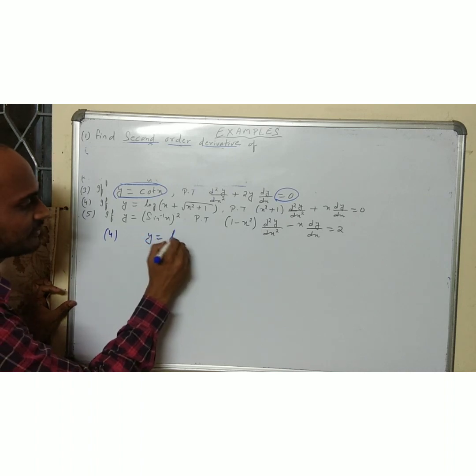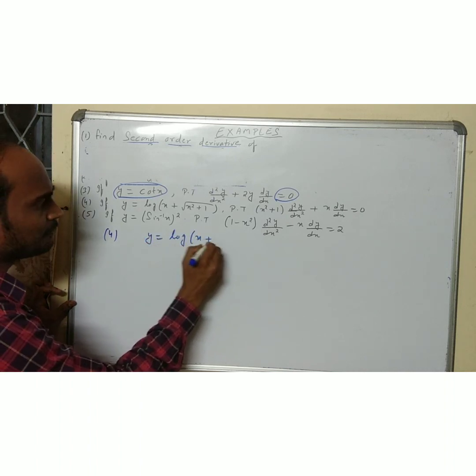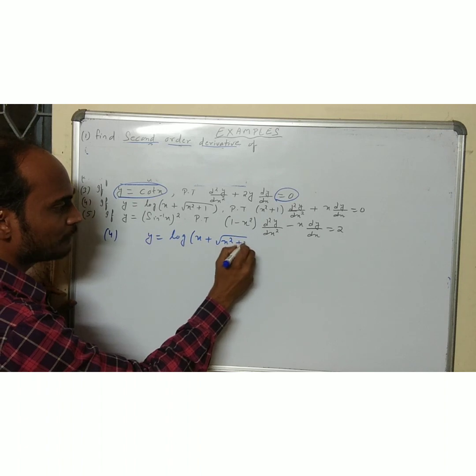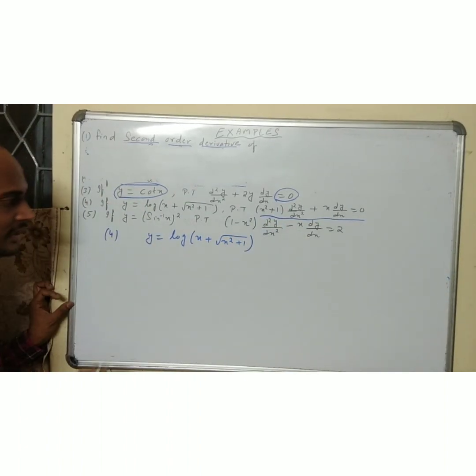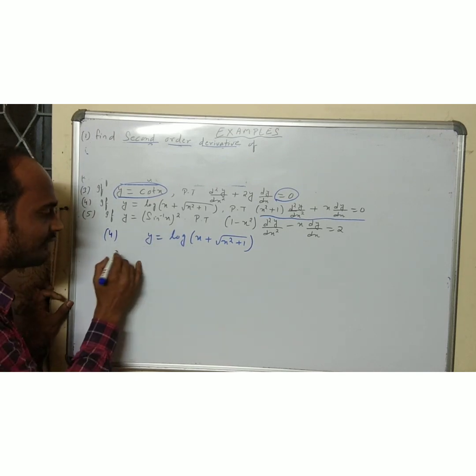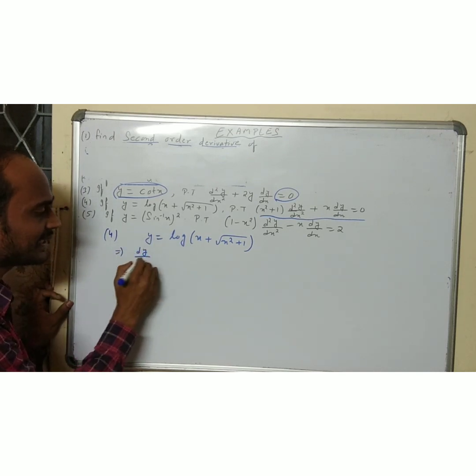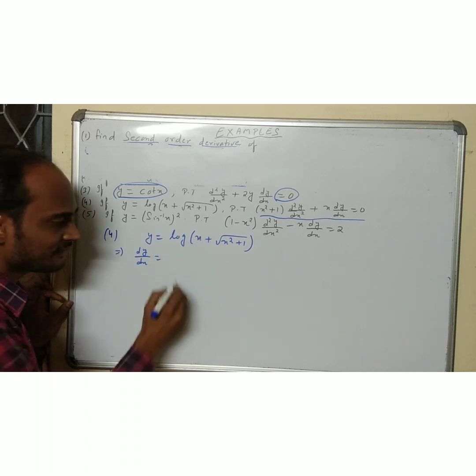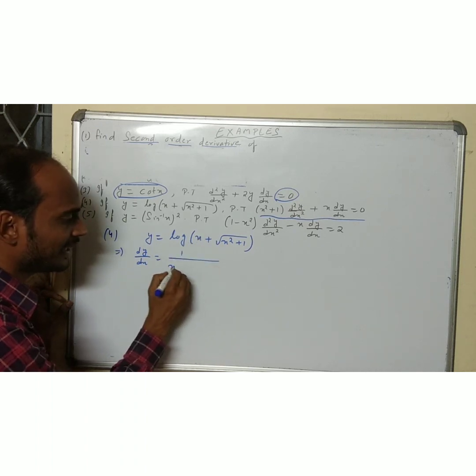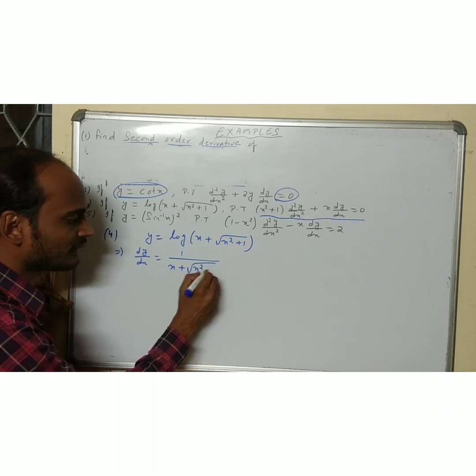It is given y is equal to log of x plus root over of x square plus 1. Here also, something similar to that, it is asked to prove an equation equal to 0. So just do the differentiation as we are doing. dy by dx first you find out. Derivative of log x, you know, is 1 by x, so we will write this as 1 by x plus root over of x square plus 1.